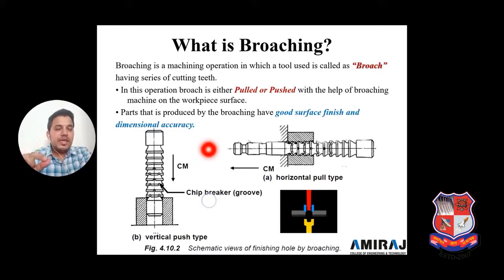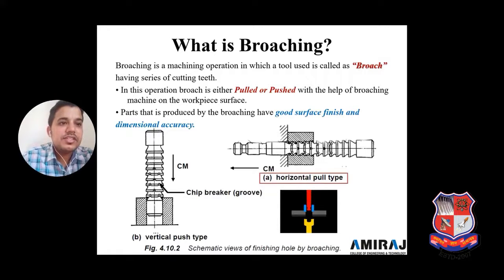So we get our final output in the form of the desired cross section of the hole. The part produced by broaching has a good surface finish and dimensional accuracy. So it is also used for dimensional accuracy purposes. So have a look here. The first we have to discuss is the horizontal pull type. If I am pulling this tool, the hole or the required cross section area will be increased gradually. Okay, and it will give a smooth surface finish and dimensional accuracy.